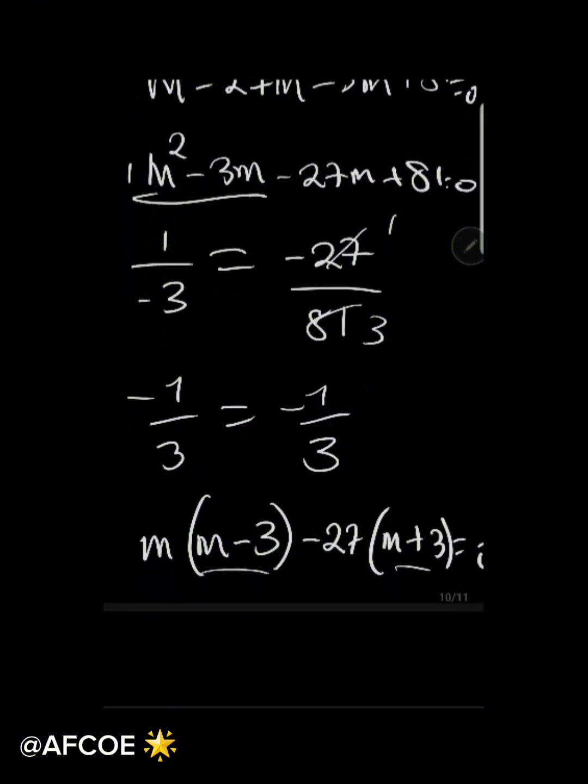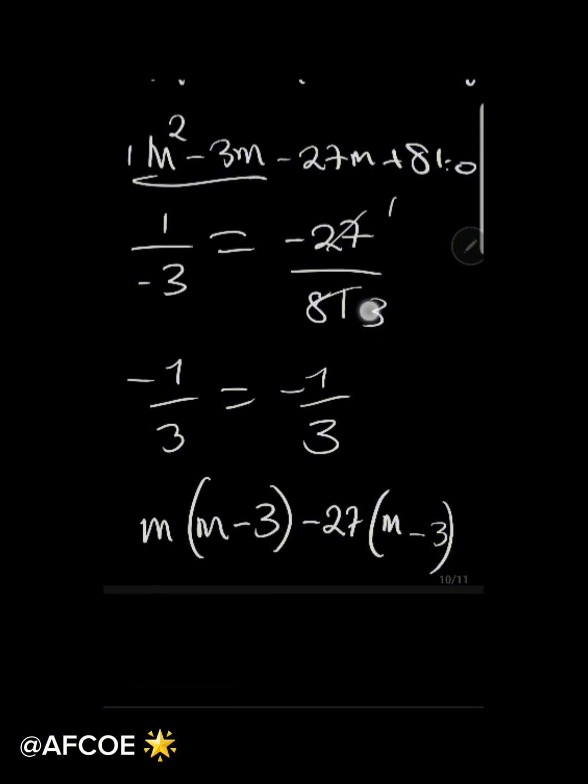Negative 27 into m minus 3. Sorry, I factored it wrongly, because if you open the bracket you'll have negative 27m minus 81, not positive 81. So here it has to be what? Negative 3. If this is negative 3, then you'll have negative 27m, and negative times negative 3 will give you positive 81.